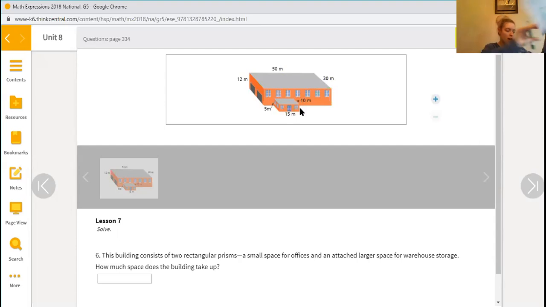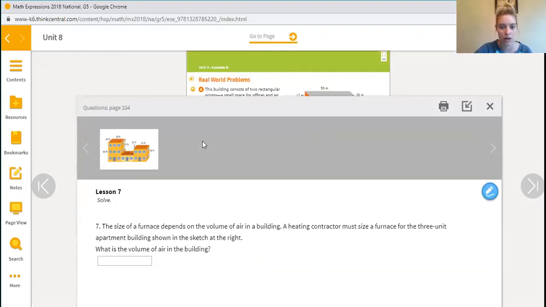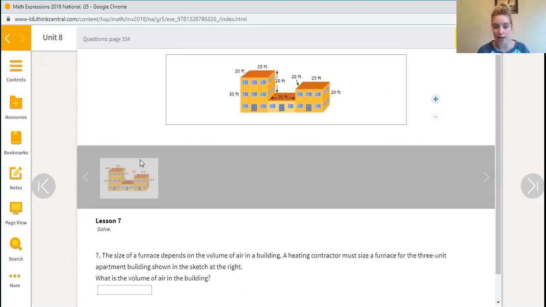All right, so moving on to number 7. The size of the furnace depends on the volume of the air in the building. A heating contractor must size a furnace for the 3-unit apartment building shown in the sketch at the right. What is the volume of the air in the building? So we need to use this composite figure to find the volume of the air.